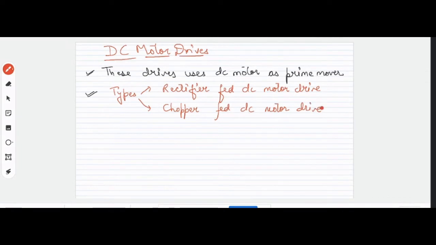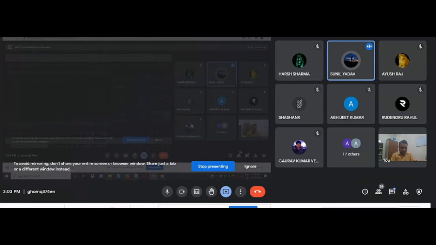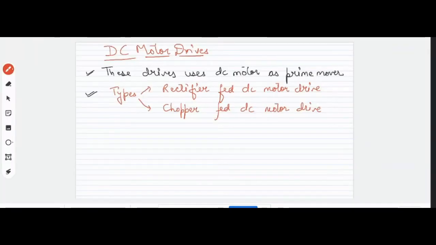Who will explain it to the class what this chopper fed DC motor drive means? Any one of you? Yes, sir. Sir, the incoming supply is first delivered to the chopper, so we can regulate it, and then it is transferred to the motor.